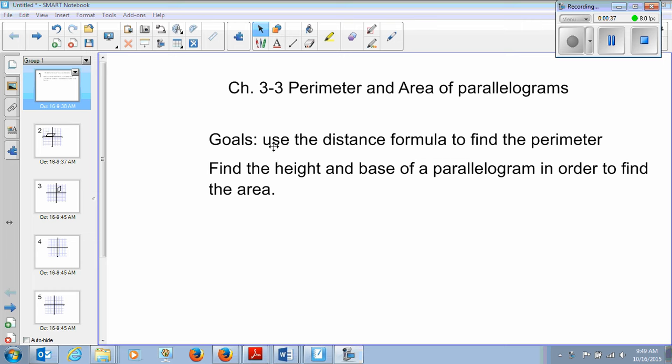So our goals today are we're going to use the distance formula to find the perimeter. Perimeter should be no problem at this point. We've found the length of sides by either counting or using the Pythagorean theorem or distance formula. That should be easy. Today we're mainly concerned with finding the area of these parallelograms.